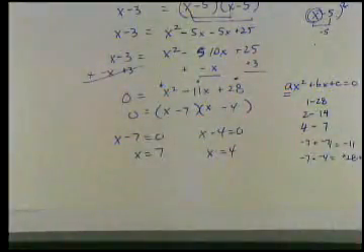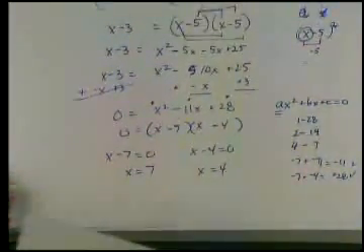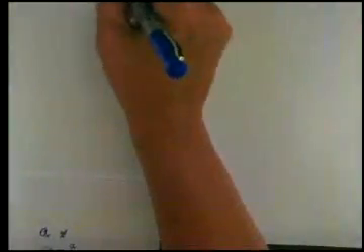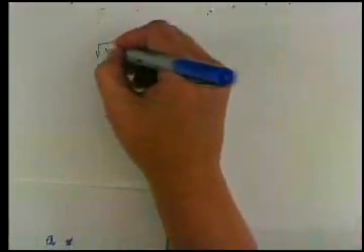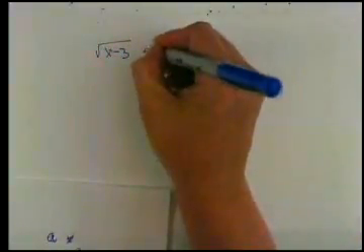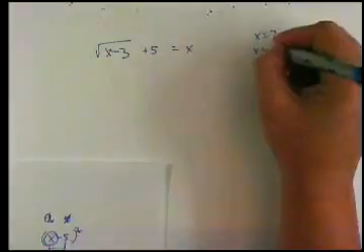Add 4 to both sides. X equals 4. Now in this one I would always strongly recommend that if you have a radical on both sides, or in this case a variable on both sides, I would go back and check my answers just in case. All right? So let's take our original problem, which was the square root of x minus 3 plus 5 equals x. And substitute in our values, x equals 7 and x equals 4.